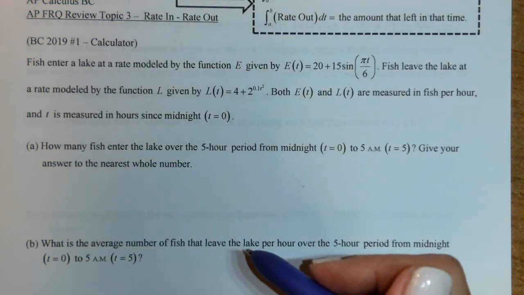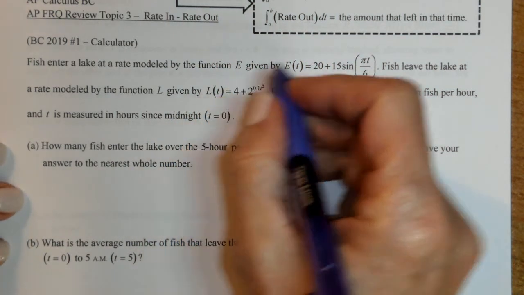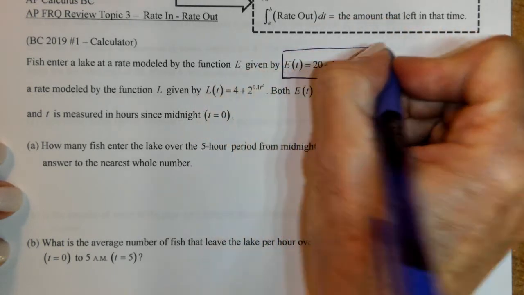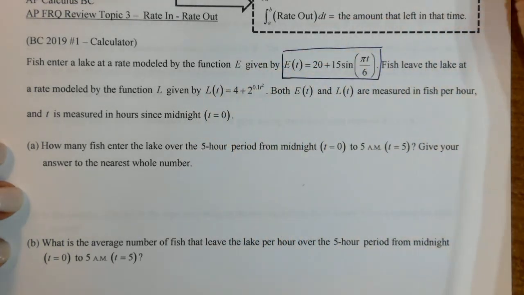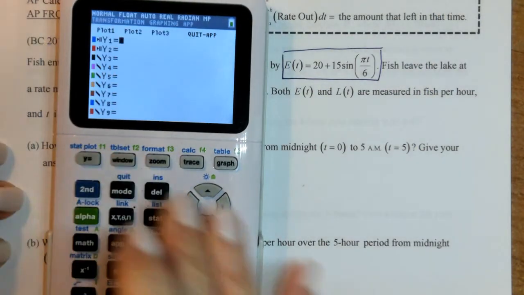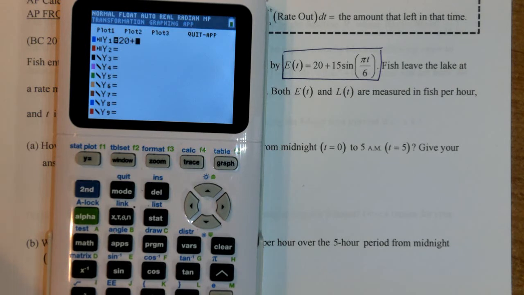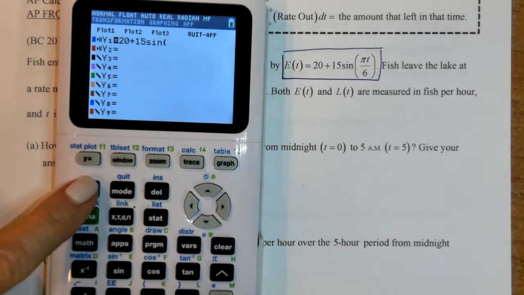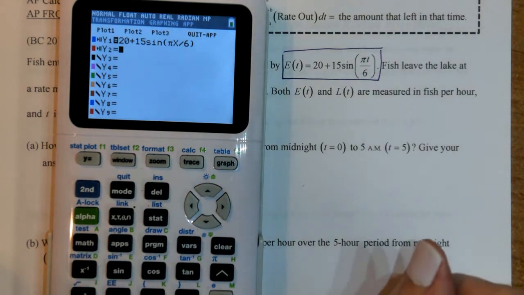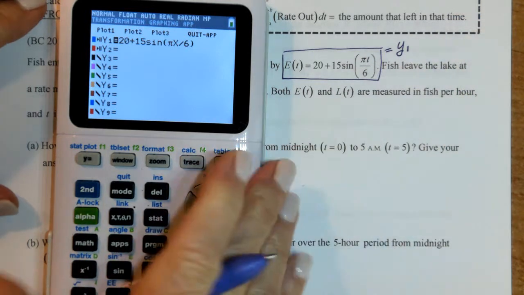It says fish enter a lake at a rate modeled by function E. It's a complicated little function. I like to put my rate into my y1 function. So in for y1, I'm going to be putting this function. Double check, make sure you got it in there just fine. And so we're putting that in for y1.